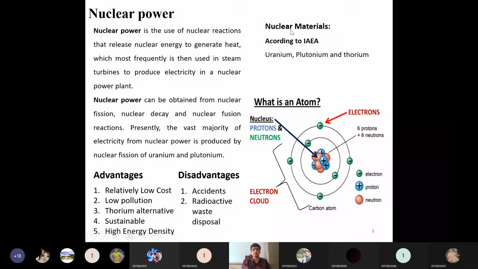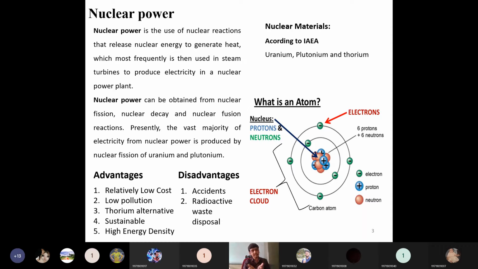Then the nuclear materials. What are the nuclear materials which are available? According to the IAEA, I already told you, this is the International Atomic Energy Agency, which is in Vienna, Austria. According to the IAEA, the nuclear materials are nothing but uranium, plutonium, and thorium.